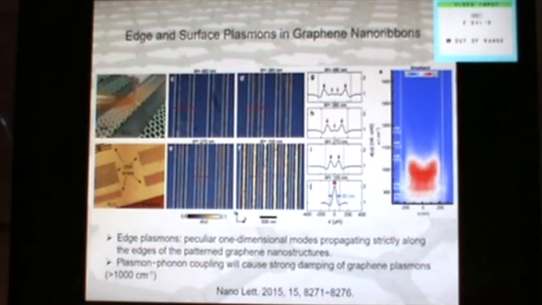And they also performed wavelength-dependent experiments. We found that beyond a high frequency, because of the plasmon-phonon coupling, the plasmon in graphene will dampen very fast. That's why you can see the feature there when you have the strong plasmon at shorter, lower frequency.